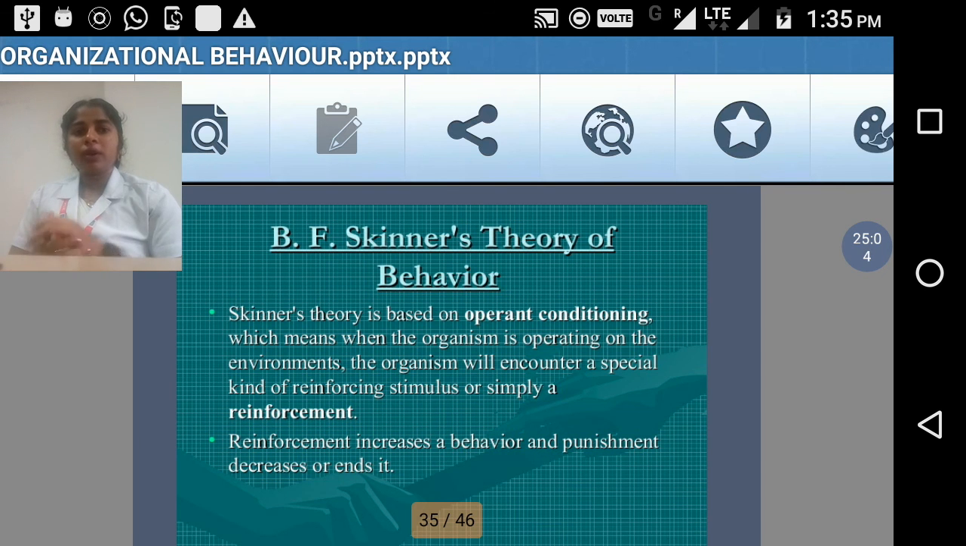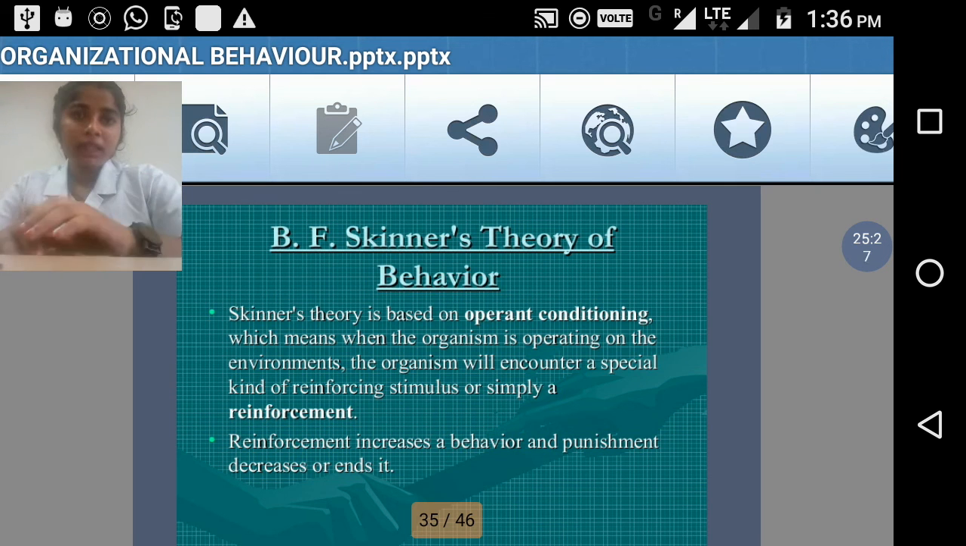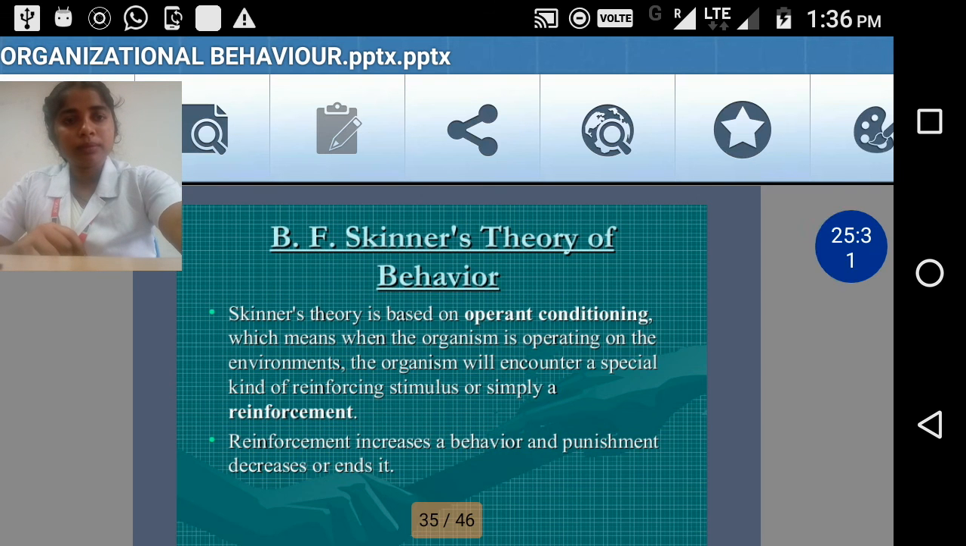Behavioral theory was developed by B.F. Skinner. He explained two categories, one is operant conditioning and another one is reinforcement. He spoke of positive reinforcement as well as negative reinforcement in operant conditioning theory. Reinforcement increases a behavior and punishment decreases or ends it. So these are the theories of personality.